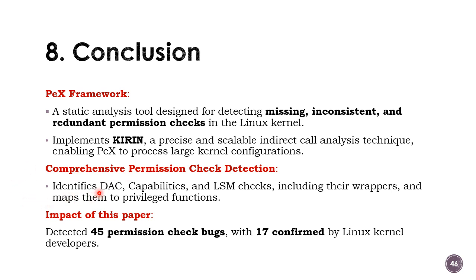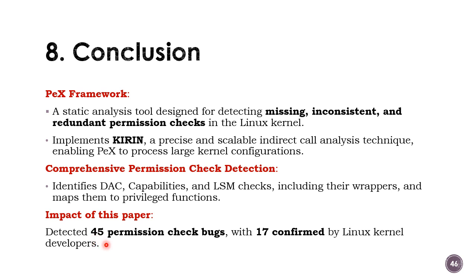And the second big part is the comprehensive permission check detection. It basically tells that it successfully identifies stack capabilities and LSM checks to classify them, to categorize them, to further identify the wrappers so that it can refine the permission check errors process.